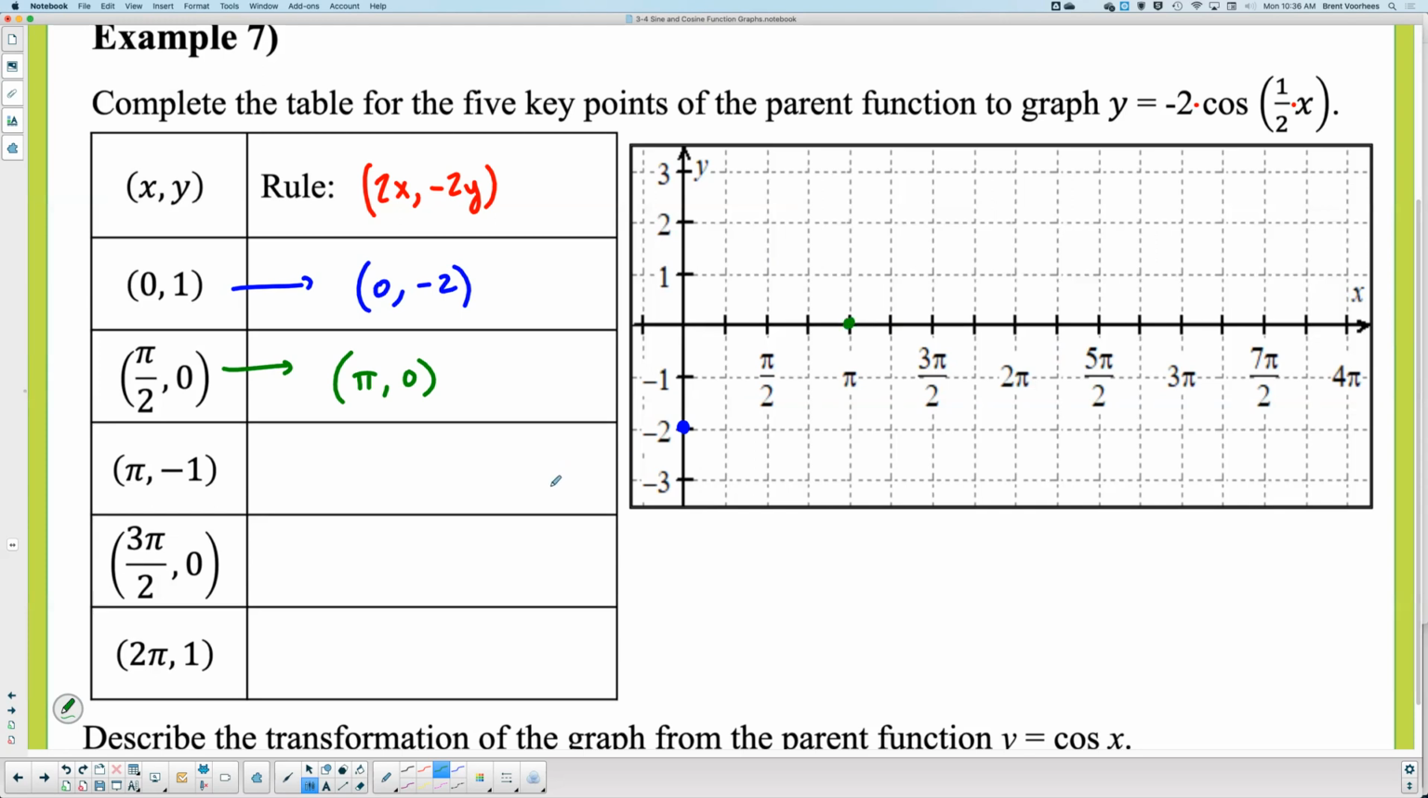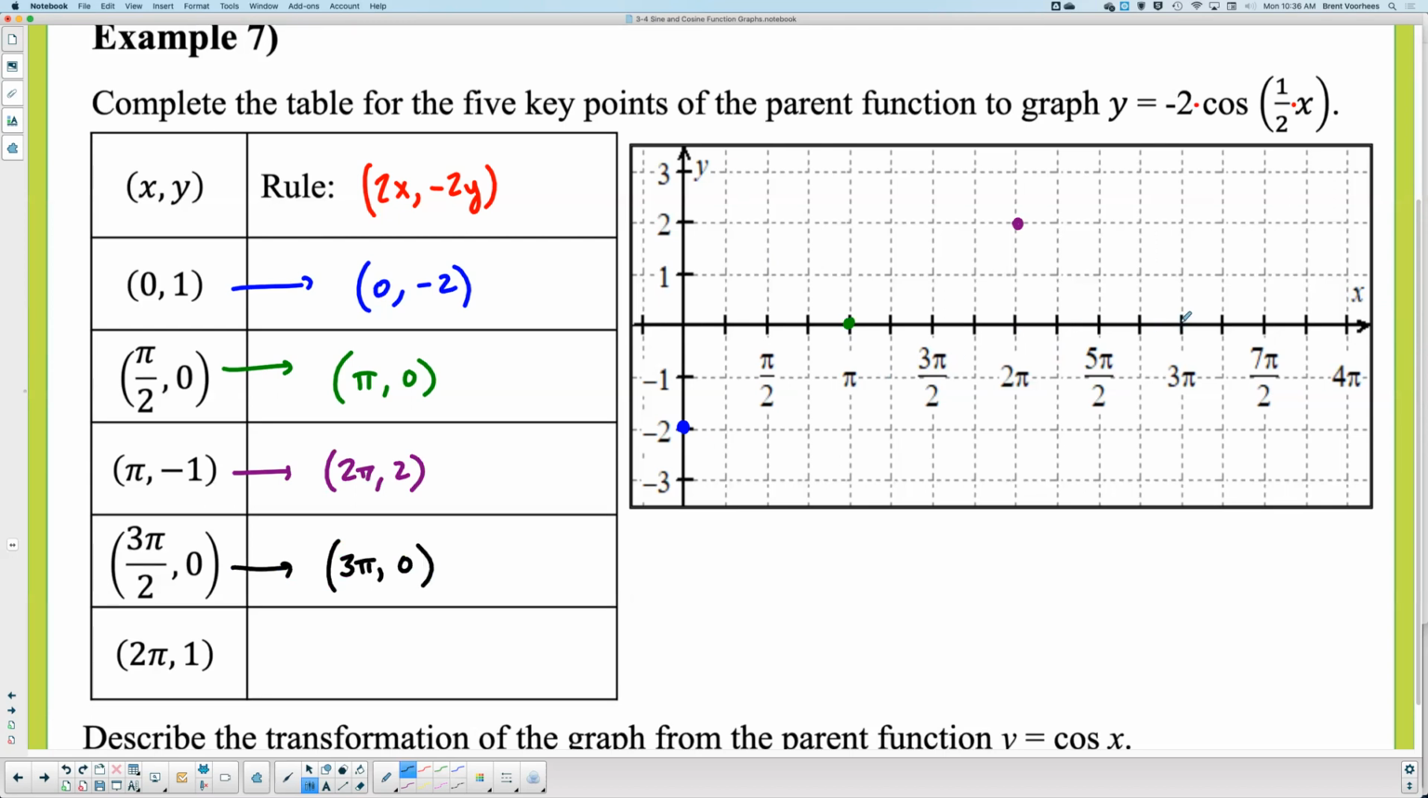There it is. Okay. What about here? Next point. I take my pi and I double it. What's 2 times pi? We're going to have 2 pi and -1 times -2. So at 2 pi, we go up to 2. Okay. How about this next point here? 3 pi over 2 times 2. 6 pi over 2, which reduces to 3 pi. Or excuse me, just 3 pi. And then 0 times -2.